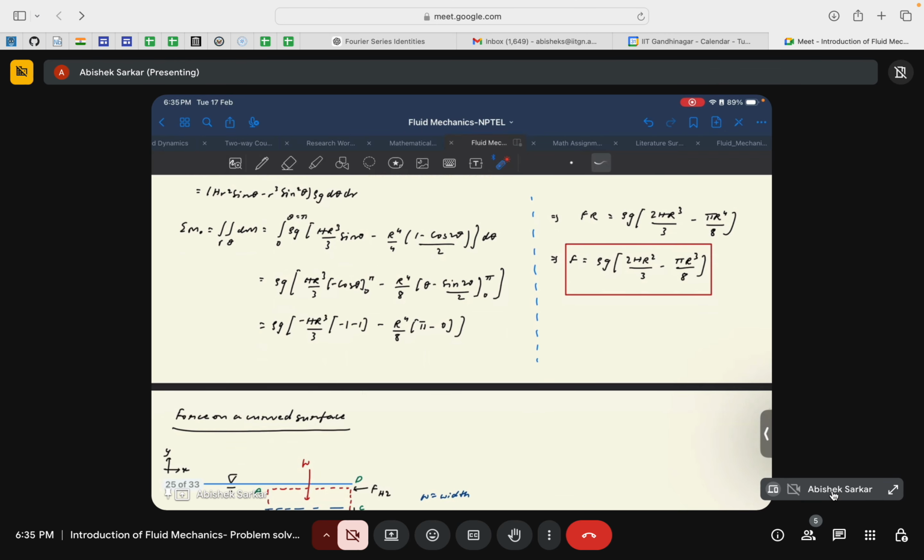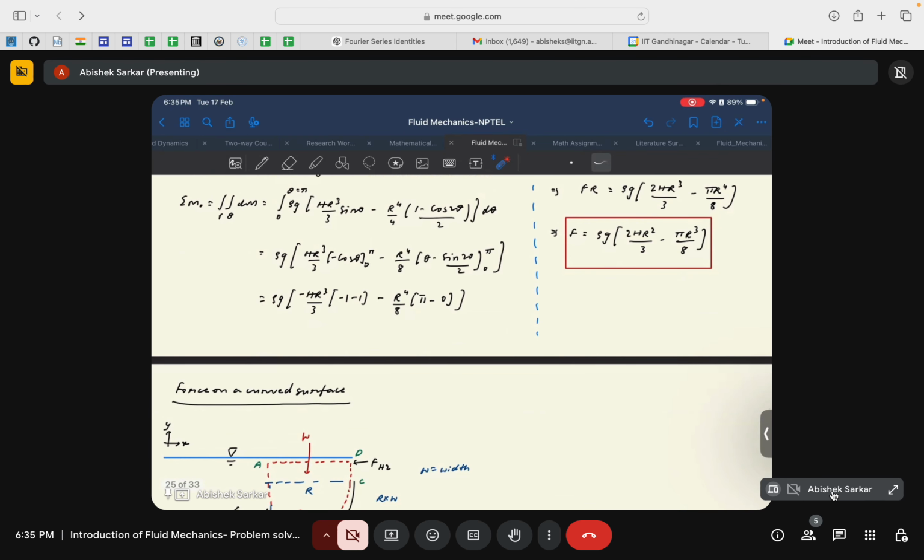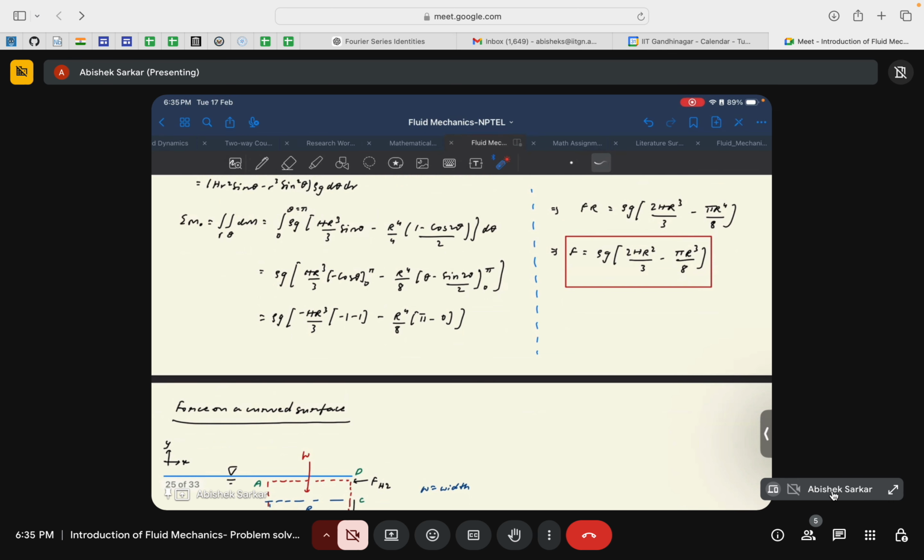Now if you put the limits of integration, you can easily see that the total moment with respect to the origin O would be given by, and this of course is equal to F times R, if you remember. So F r would be equal to rho g times (2h r cube by 3 minus pi r to the 4 by 8). If you just divide it by r to get the net force, it would be rho g times (2h r square by 3 minus pi r cube by 8). This will give you the net force that is required to prevent the plate, or the gate, from opening.